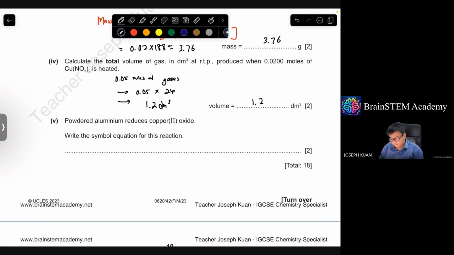Next, powdered aluminium reduces copper(II) oxide. Write the simple equation for this reaction. So aluminium reacts with copper(II) oxide by reducing it. So you will form aluminium oxide and copper remaining. This is a displacement reaction. I have 2 aluminiums.